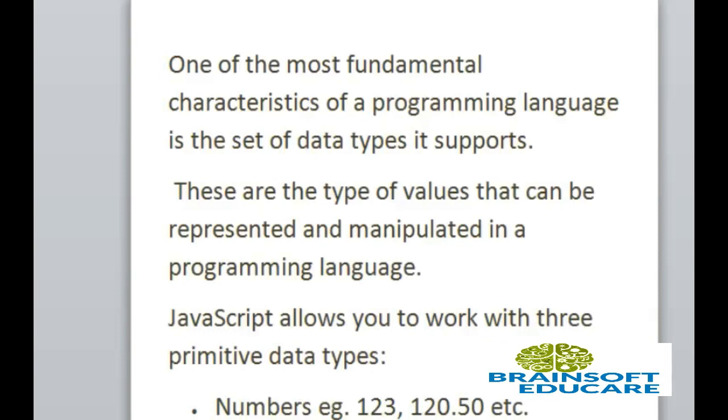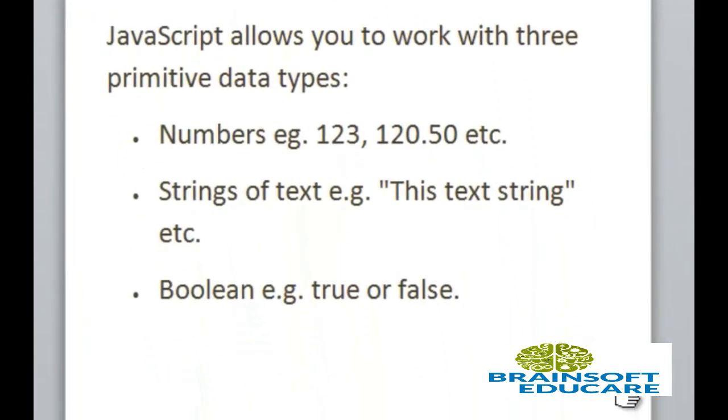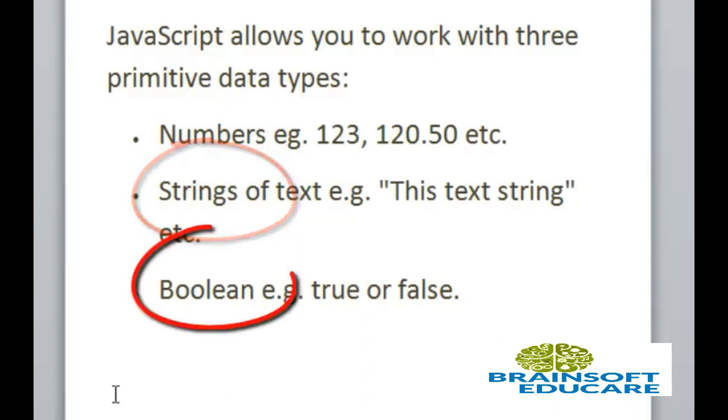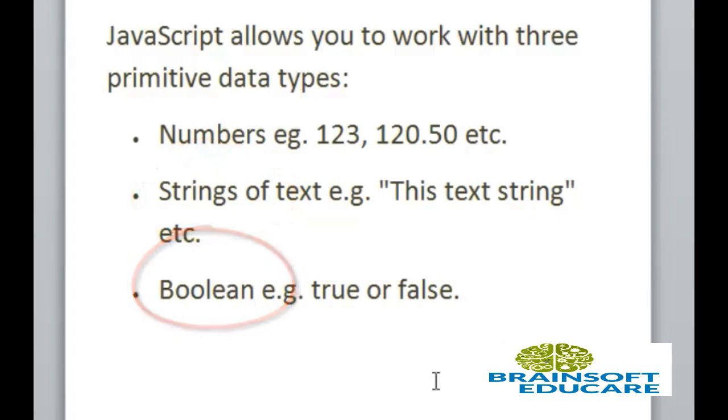One of the most fundamental characteristics of a programming language is the set of data types it supports. These are the type of values that can be represented and manipulated in a programming language. JavaScript allows you to work with these three primitive data types: numbers, it can be any simple integer number or can be float number; strings, example simple string; and Boolean, its value can be either true or false.